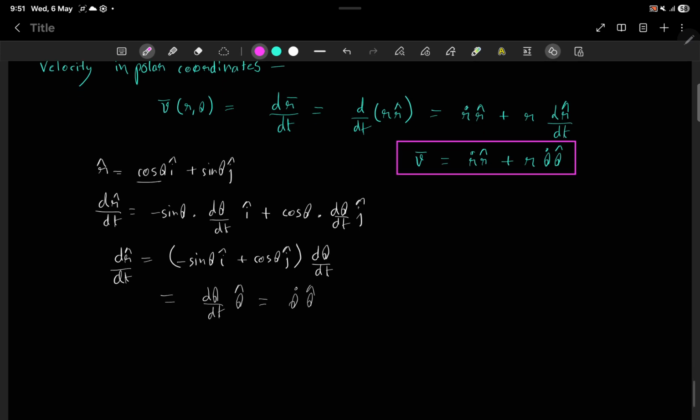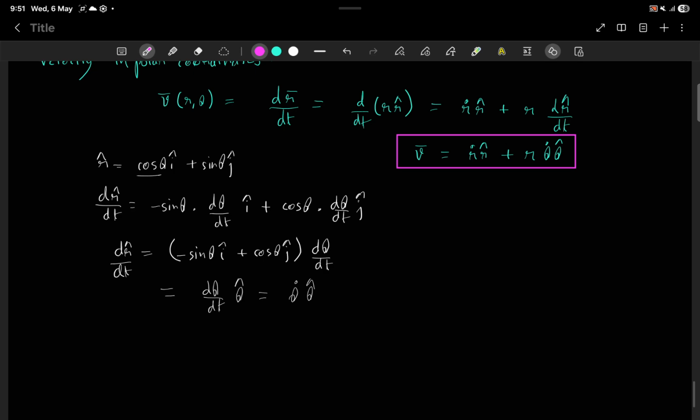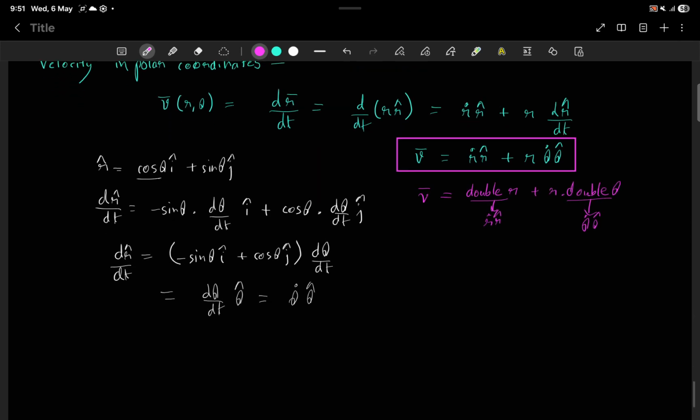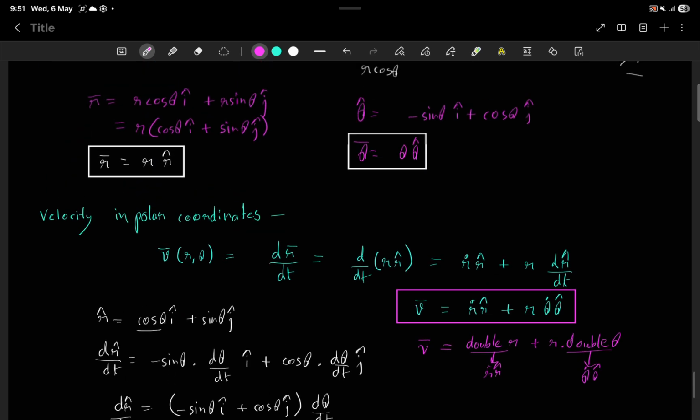I'll give you a very easy trick to remember this formula, as you will need it later also. You can remember it as r dot r cap plus r theta dot theta cap, so v bar, the velocity vector, equals r dot r cap plus r theta dot theta cap. This is an easier way, and you can also prepare your own way of remembering this, and you can also derive it.